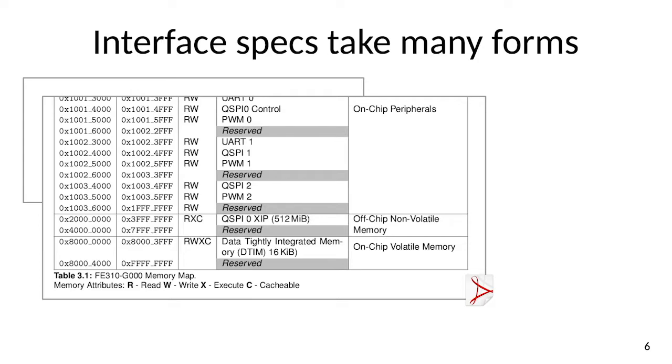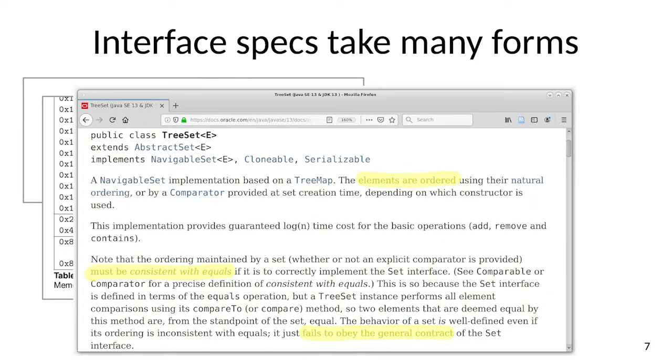Here's another example of an interface specification document. It is the documentation of some data structure from the Java standard library. And it is a lot of English text, and I highlighted some text which shows that the implementer guarantees certain things to the user, but also expects certain guarantees from the user.